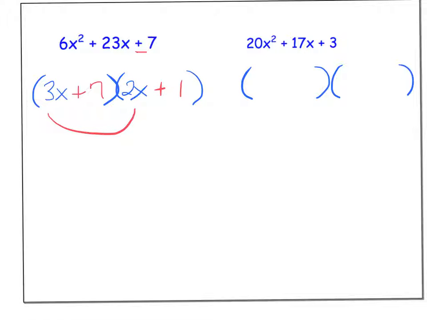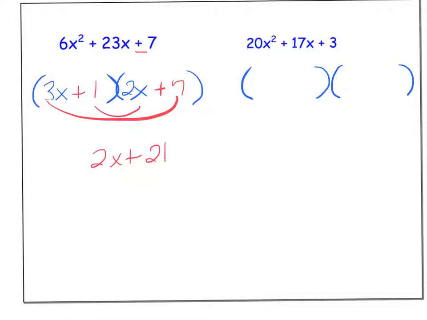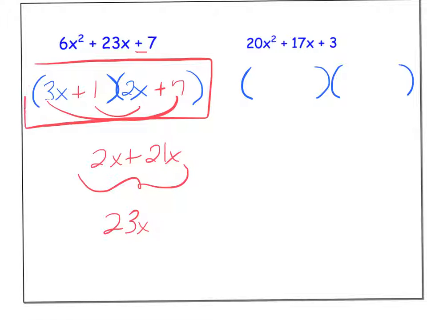First term, 6x squared. So you can kind of start to see that maybe your first terms and your last terms aren't that important. So you can save yourself time by just looking at the inner terms and the outer terms, because they're the ones that decide. My inner term here is a 14x, and my outer term is a 3x. Will that get me a 23? Nope. So let's try switching the 7 and the 1. My inner terms give me a 2x. My outer terms, 21x. And when you add those together, there's your 23x. So you found your combination.